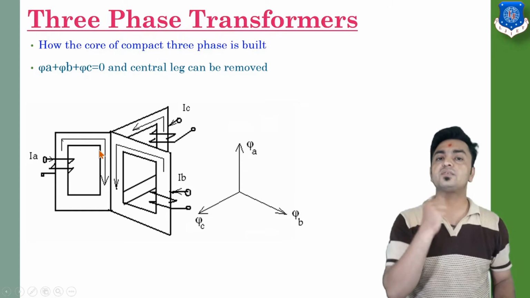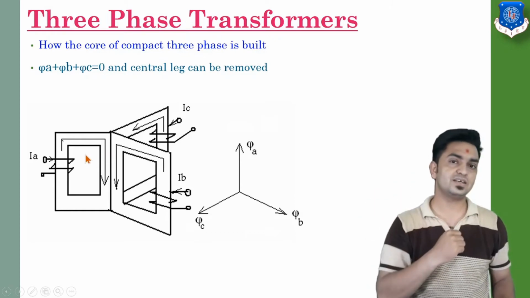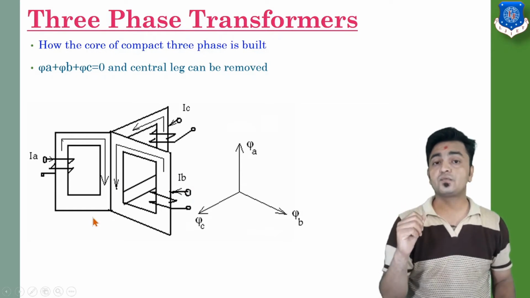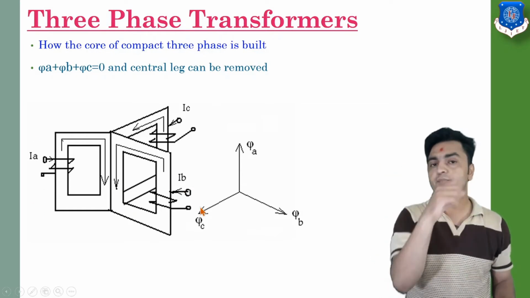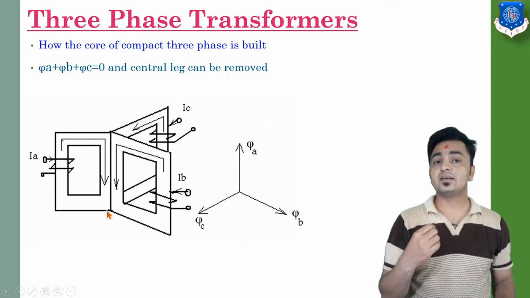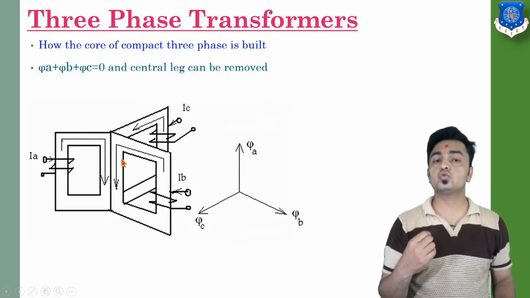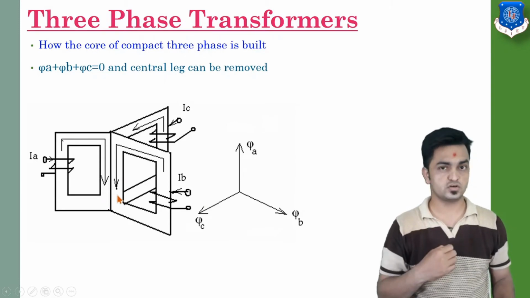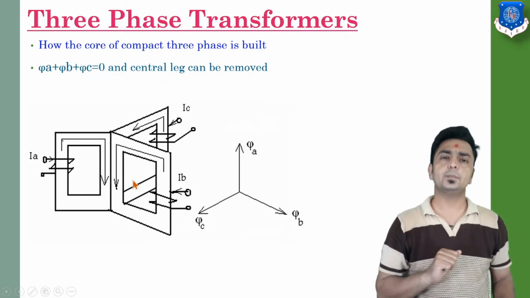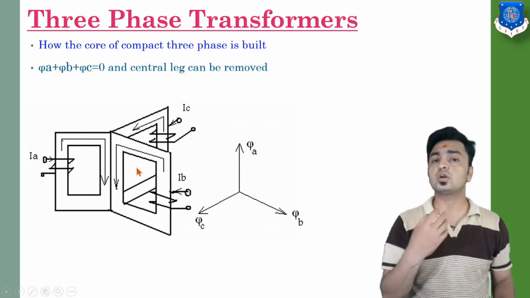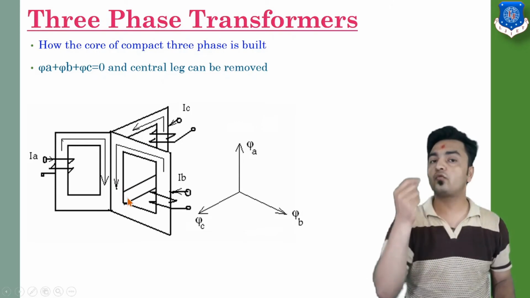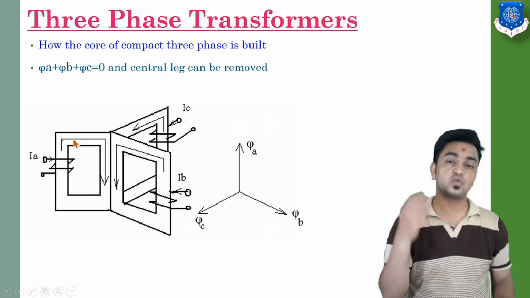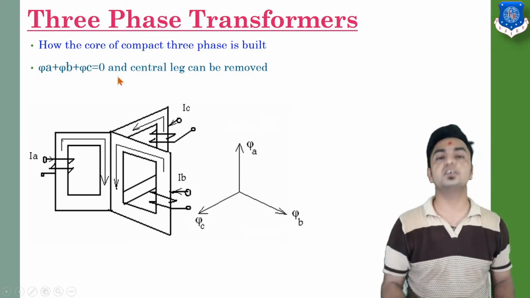So we will have three fluxes phi A, phi B, and phi C on these individual sections. When these fluxes are produced in each particular section, they will flow from this path to this path, so all fluxes will meet in the center portion on this center vertical limb. So what will be the total flux on this center limb? That is going to be phi A plus phi B plus phi C, and as they are in balanced condition, the addition of these three is going to be 0.